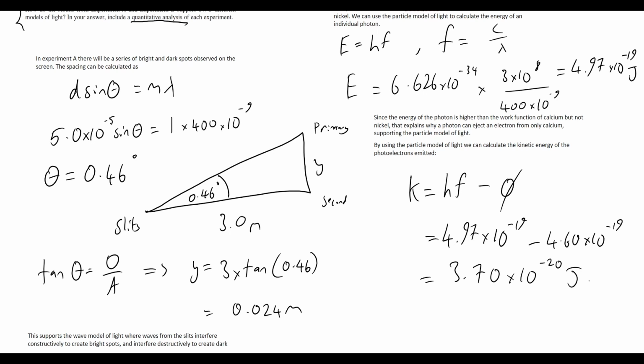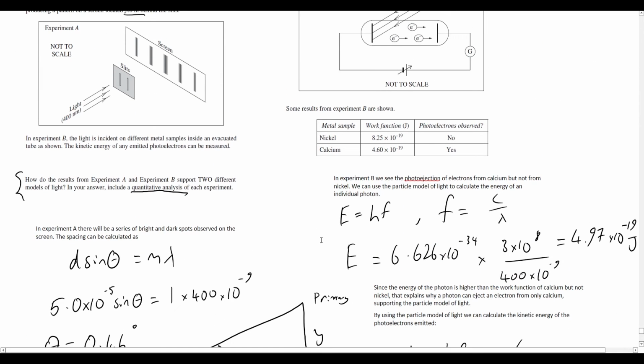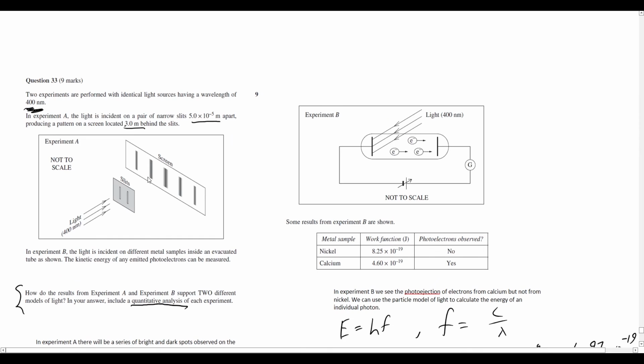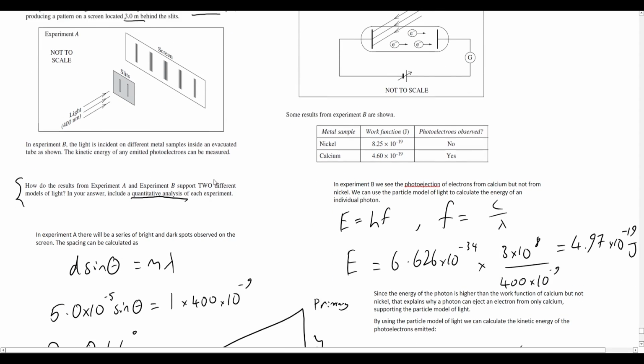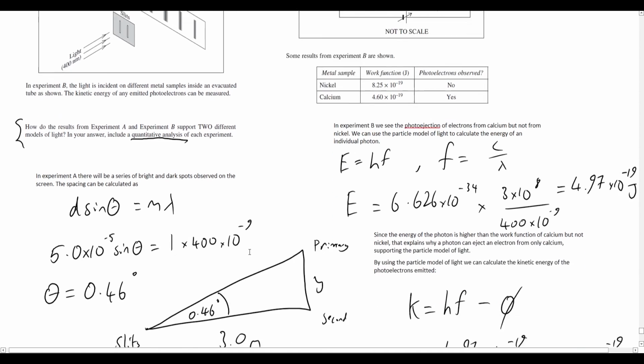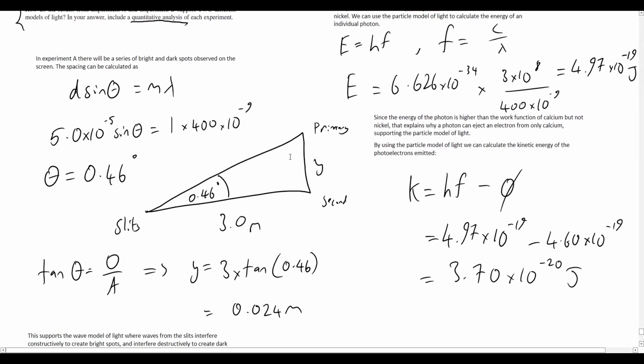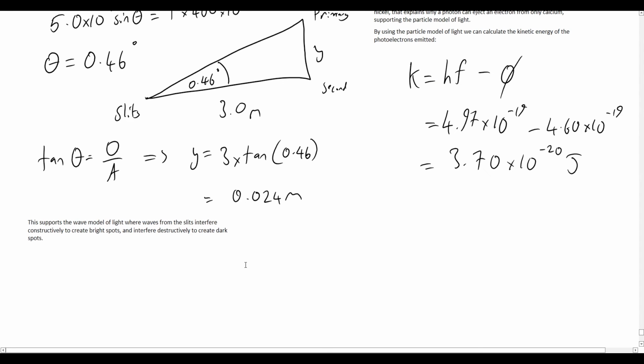And that's it. So now what have we done? We have explained how experiment A represents the constructive and destructive interference of light as waves. And then we've also shown mathematically the distance between those peaks, so the difference between the interference peaks, and so that's then supporting the wave model of light.